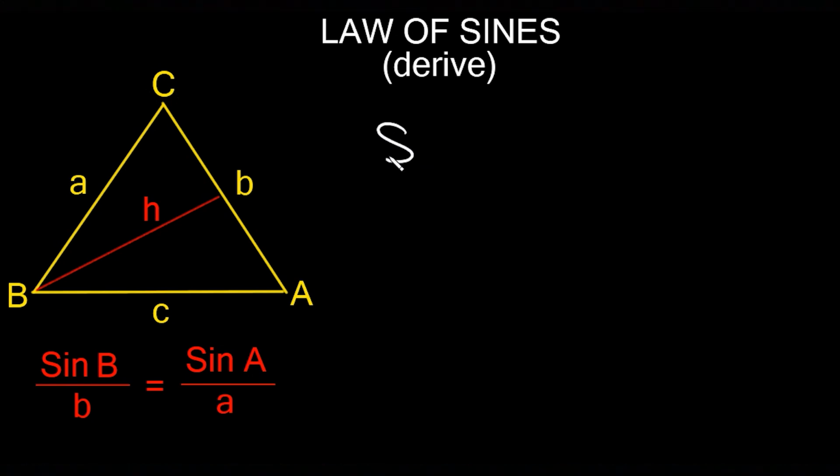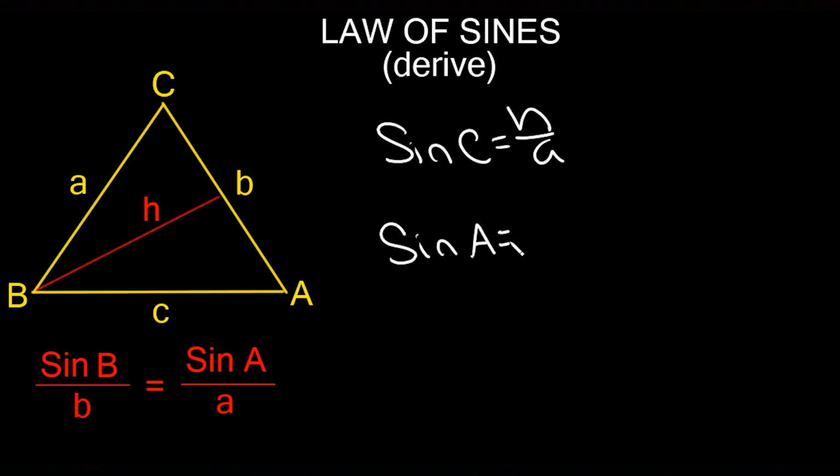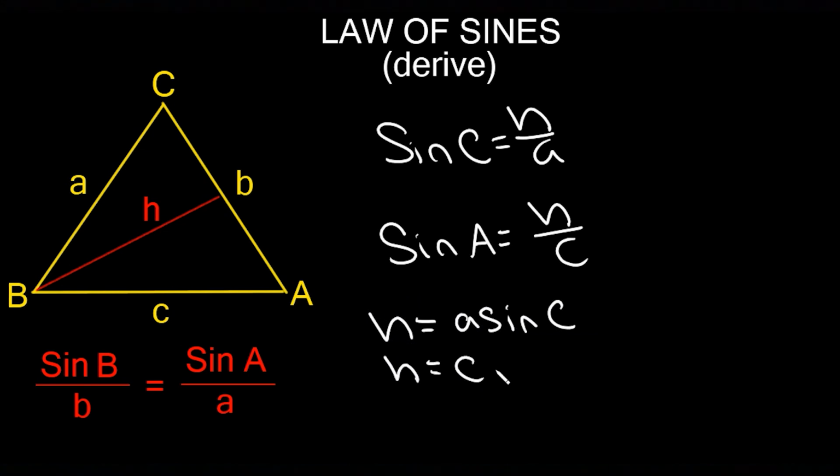And I'm going to say sine C is equal to, again, opposite over hypotenuse. Well, that's going to be h over a. So h over a. I'll say sine of angle A is equal to, again, opposite over hypotenuse. That's going to be h over c. So again, we're going to solve for h, and then we're going to set them equal to each other. So solving the first one for h, we get h is equal to a sine c. Solving the second one, we get h is equal to c sine a.